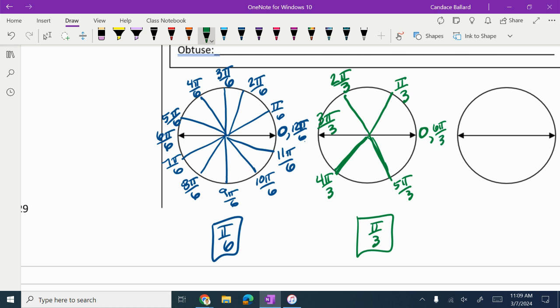Be 6 pi over 3. How many times does 3 go into 6? 2. So I still have 2 pi there. Okay?